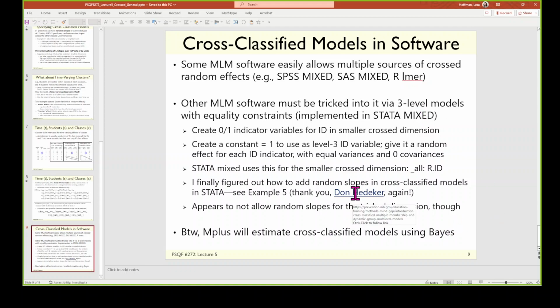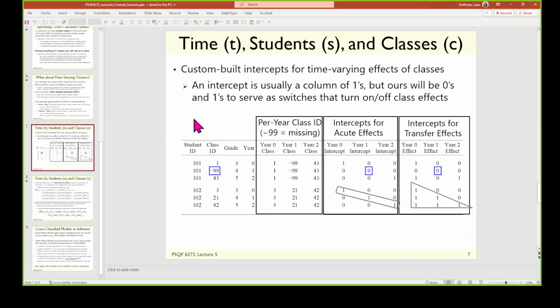Here's a link to the stuff I sent you for Dawn. He's the one who explained this to me in a way that I could finally understand it. And I will note that those of you who want to try this in M+, if you want to have latent variables as part of your story, in addition to cross-classified random effects, you can, but it has to be done using Bayesian estimation. They don't have an ML version. So, there. We did it. That's all I have slides about.